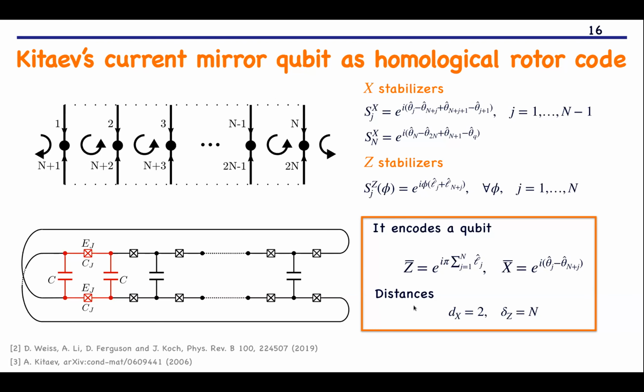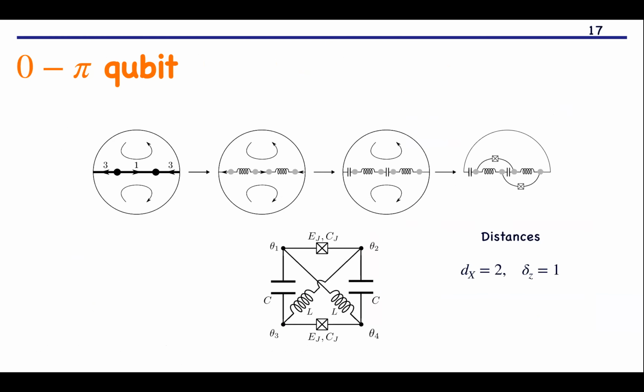The X distance is fixed and equal to 2, and it does not increase the more 4-phase gadgets you put, while the Z distance is increasing linearly with N. So you actually expect that this system is protecting supposedly against only one type of error when you increase the distance, but not the other.